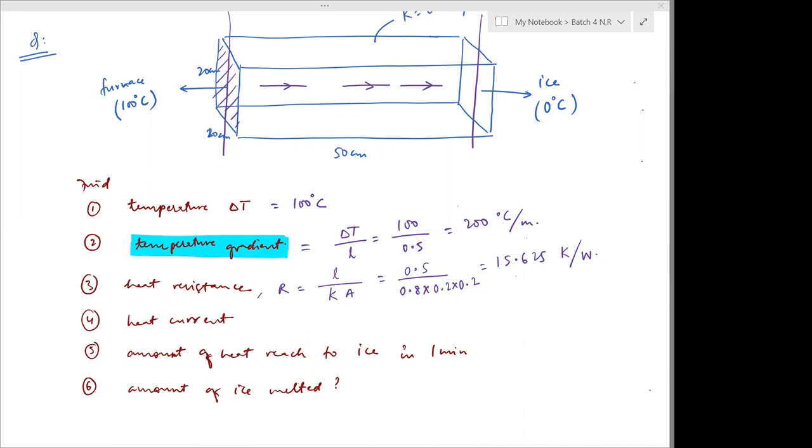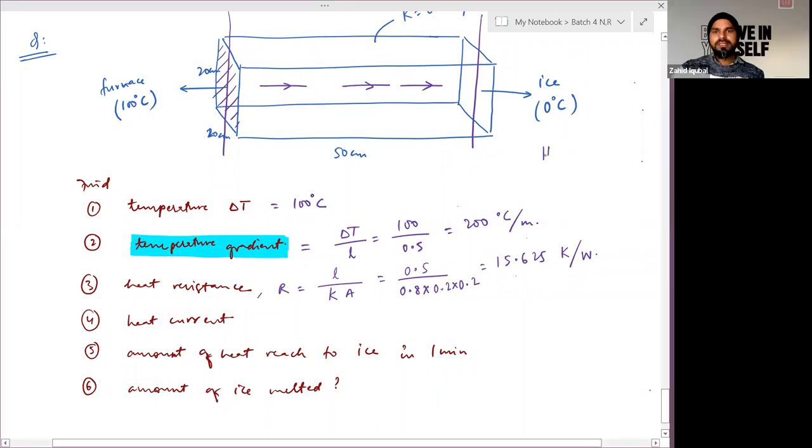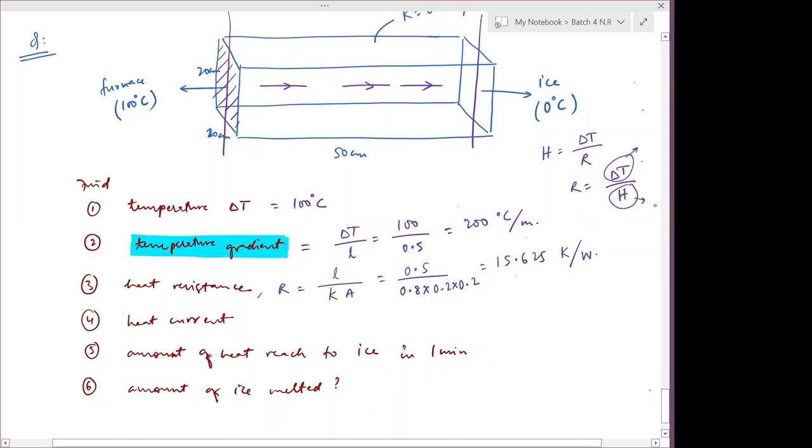So how is the unit Kelvin by watts? According to the relation, heat current equals temperature difference divided by thermal resistance. So resistance equals temperature difference divided by heat current. Temperature difference has unit Kelvin and heat current has unit watt.